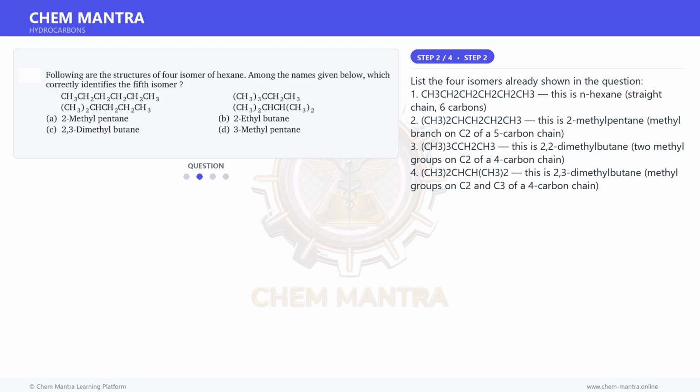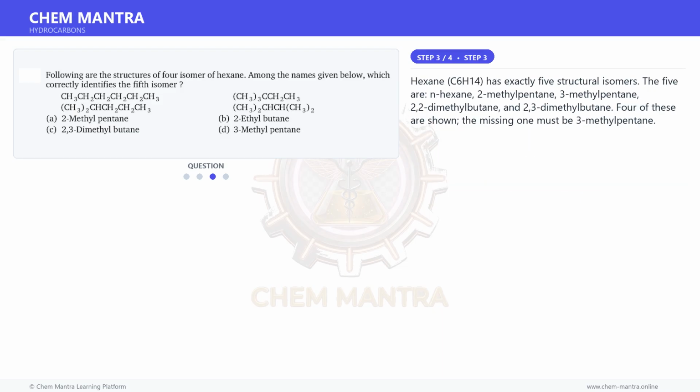3. CH3C(CH3)2CH2CH3. This is 2,2-dimethylbutane, 2 methyl groups on C2 of a 4-carbon chain. 4. CH3CH(CH3)CH(CH3)CH3. This is 2,3-dimethylbutane, methyl groups on C2 and C3 of a 4-carbon chain.